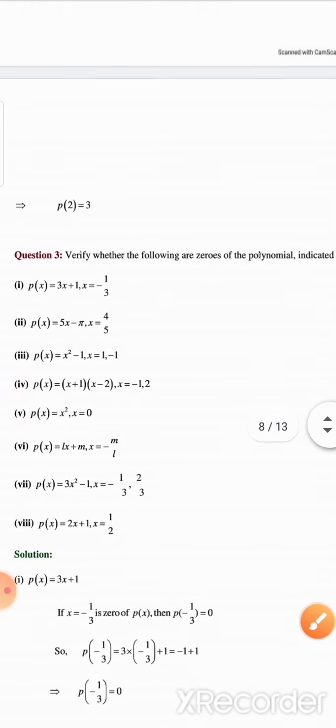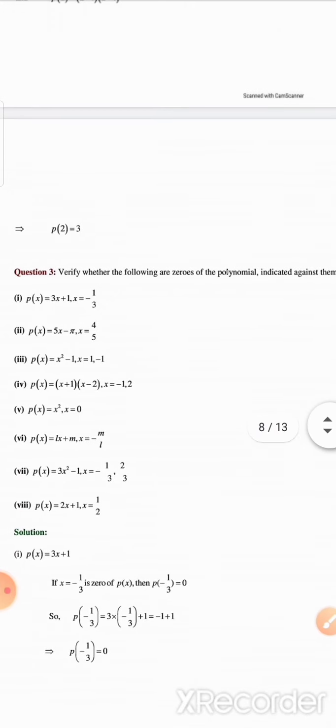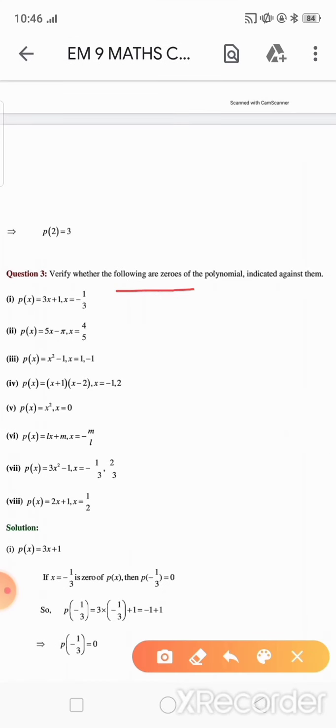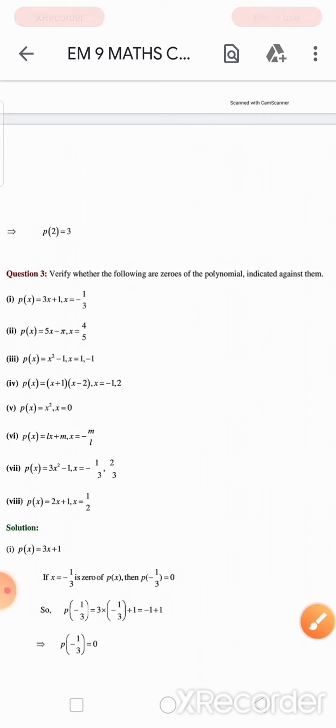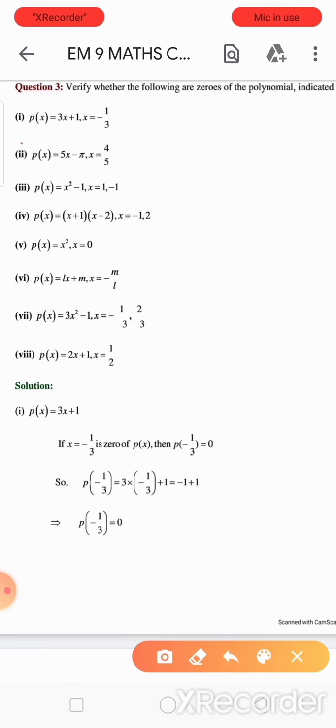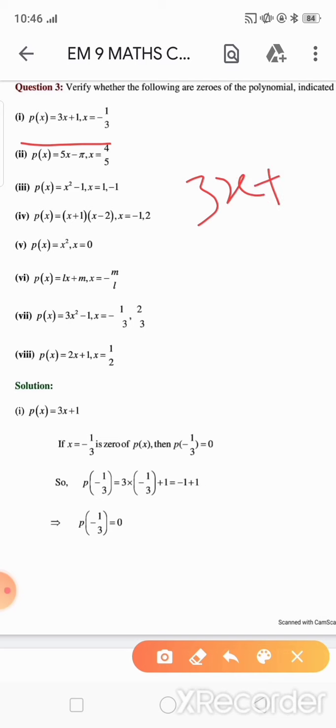Our next question, number 3, is verifying whether the following are zeros of the polynomial indicated against them. It means we have been given the polynomial and also the values, and we have to check the zeros of the polynomial at the value of the variable. So question number 1: our polynomial p of x is equal to 3x plus 1, and we check whether it has a zero at x equal to minus 1 upon 3.